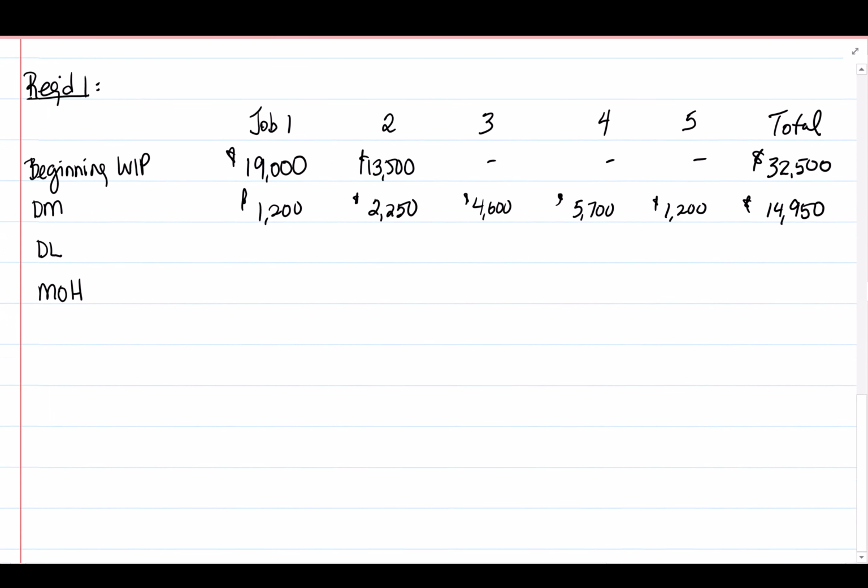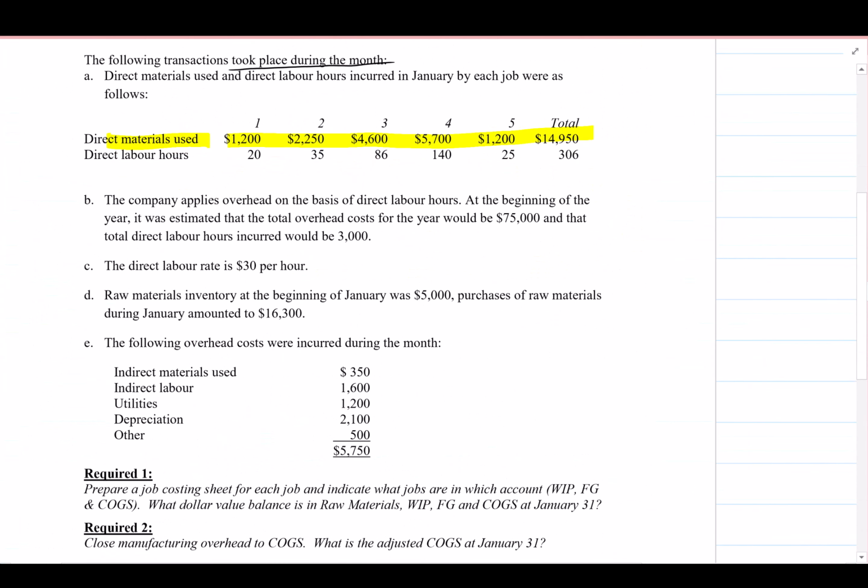Okay, it also said direct labor hours incurred. So these are the hours. There were 306 direct labor hours used in total, and they've told us how much per job. So you kind of just have to skip down a little bit, and it says in part C, the direct labor rate is $30 per hour.